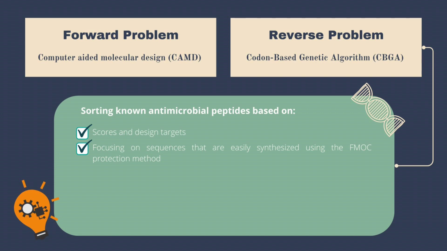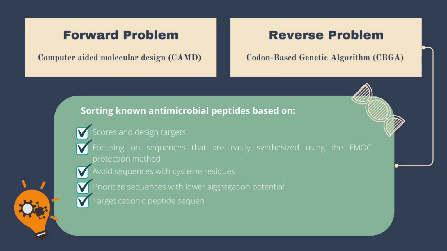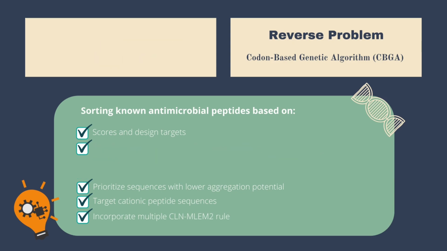To simplify the synthesis process, we avoid sequences with cysteine residues and prioritize sequences with lower aggregation potential. Additionally, we target cationic peptide sequences, which are known to exhibit antibacterial activity. To increase the probability of peptide activity, we incorporate multiple CLON-MLEM2 rule categories as design targets.